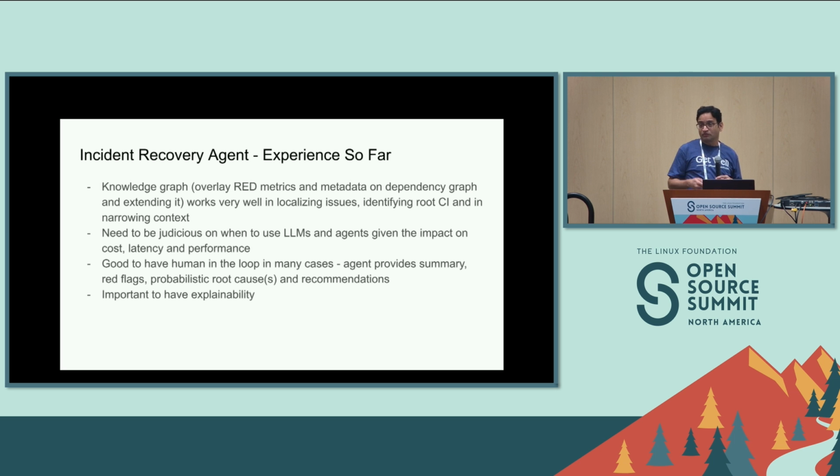And it's still not mature, so we often need a human in the loop. So the idea is that the agent tells you the summary: this is the problem, these are the red flags, these are some of the diagnostic messages, this is the probabilistic root cause, what do you want to do, right? And explainability is important, and with the tools that we have, I think that's pretty much possible today.